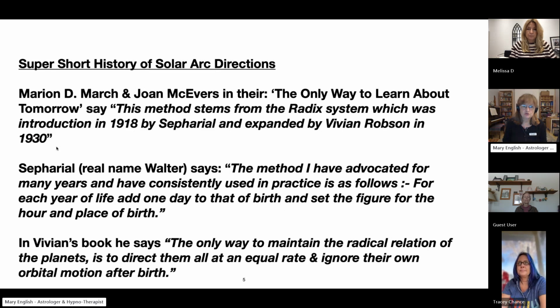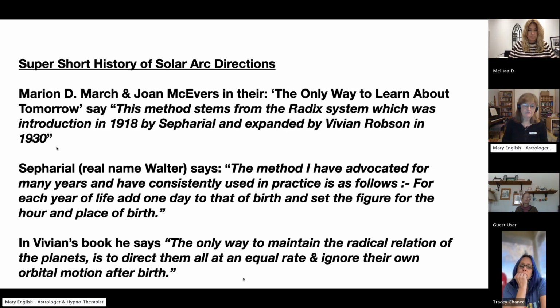So this is a super short history of solar arc directions. Marion D. March and Joan McEvers, in their book The Only Way to Learn About Tomorrow, say this method stems from the Radix system, which was introduced in 1918 by Sepharial and expanded by Vivian Robson in 1930. So we can safely assume that this method is pretty new as far as astrology goes, because astrology is 2,000 years old. Sepharial, whose real name was Walter, says, the method I've advocated for many years and have consistently used in practice is as follows.